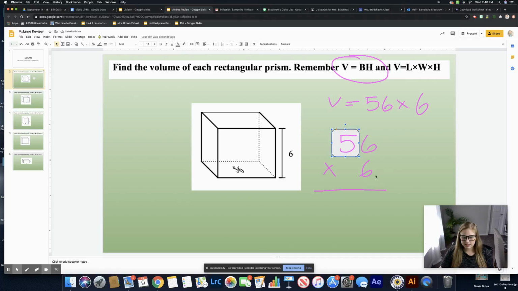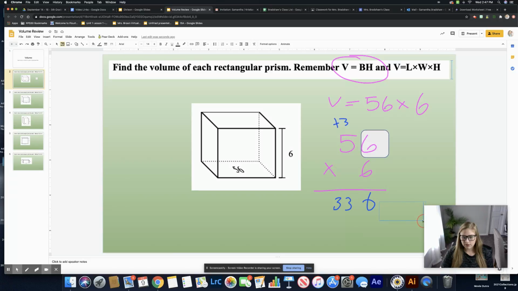So now I have 6 times 6, which I know is 36. Put my 6, carry my 3. I am now going to move this over and pretend that one's covered up. And 6 times 5 is 30, plus 3 is 33. So my volume is 336. I cannot just put 336.